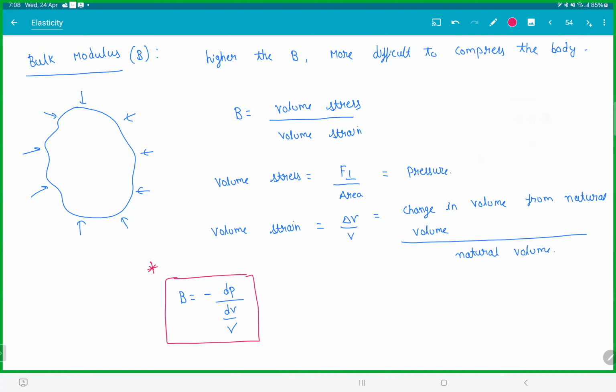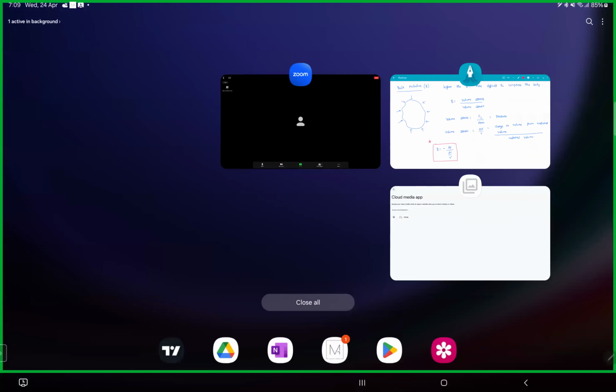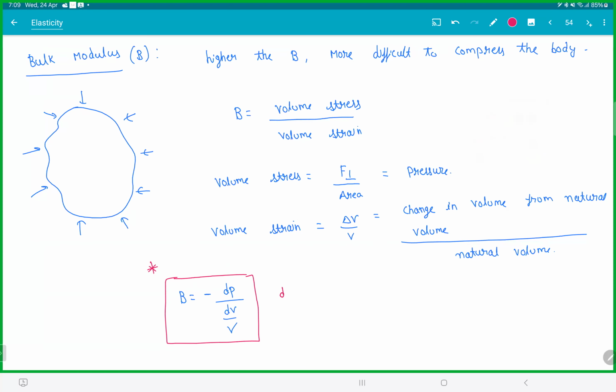What this equation tells is, for a change in pressure, dV is the change in volume for an additional pressure delta P. That's why you get a minus sign, because it compresses. We define something called compressibility, which is 1 by bulk modulus. So bulk modulus tells you how difficult to compress. Compressibility tells you how easy to compress. Have a look at this.